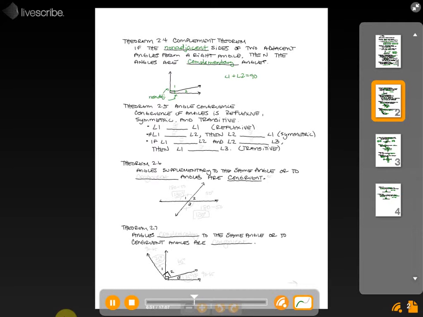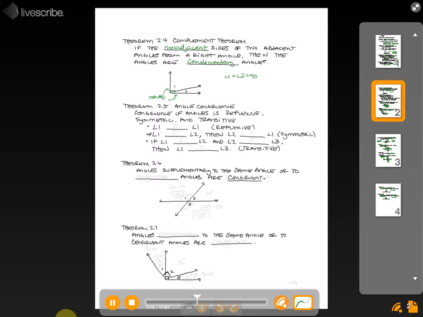I'll read it again and we'll go through it one more time. If the non-adjacent sides of two adjacent angles form a right angle, then the angles are complementary angles. So our non-adjacent sides, again, the outer sides, they make a right angle, and we put the square in the middle inside the angle to denote that. If that makes a right angle, then the two angles are complementary.